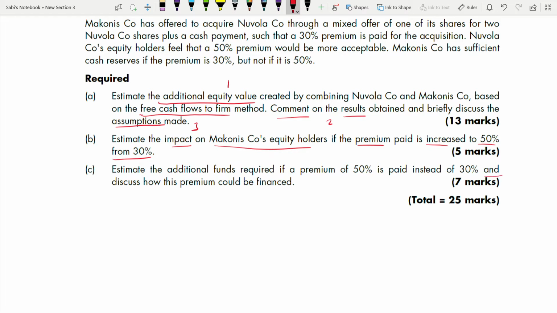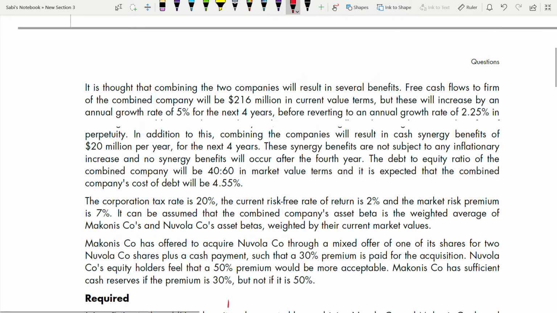First requirement is you have to estimate the additional funds required if a premium of 50% is paid. Of course, when you're paying a higher premium, you require more funds. So what is that additional fund? Because the premium is changed from 30 to 50%. That is number one. Number two is discuss how this premium could be financed, and it's for 7 marks. So it could be 4 marks and 3, or 3 and 4, like that. You can divide. Now let's read the case study.